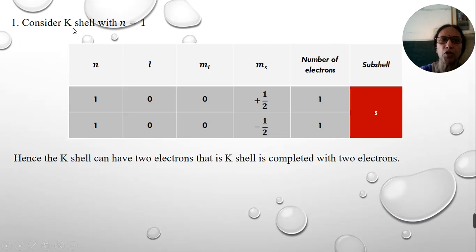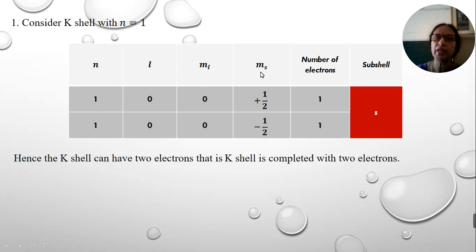Consider the first orbit, that is the K orbit with n equal to 1. I have made a tabular column here just to understand quickly how to assign the values for each of these quantum numbers n, l, ml, and ms. I have to take n equal to 1. If n is equal to 1, l can take only one value, that is 0. For each value of l, ml can take the values from minus l to plus l including 0. If l is 0, automatically ml will be 0.